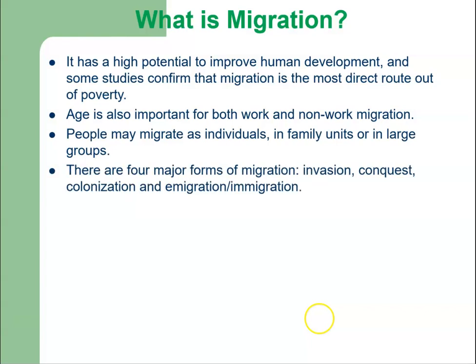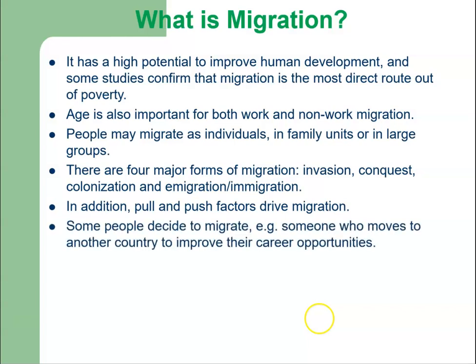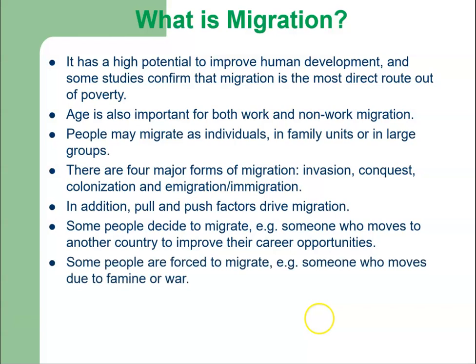People migrate because when one country invades another country, or one country is conquered by another country, or migration may be due to colonization, or it may be emigration or immigration. In addition, pull and push factors also drive migration. Pull factors are those which attract people to migrate from one area to another area where there are some facilities, and push factors are those which are in the area of origin but compel the people to migrate to some other area. Some people decide to migrate, for example, someone who moves to another country to improve their career opportunities, whereas some people are forced to migrate, for example, someone who moves due to famine or war.